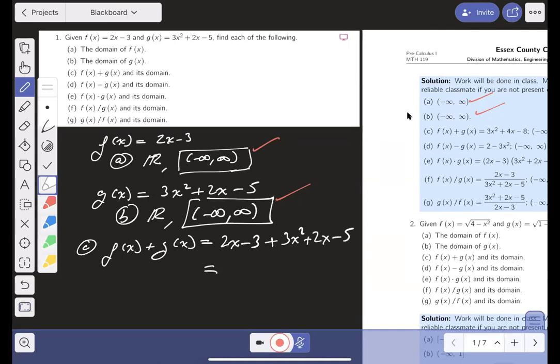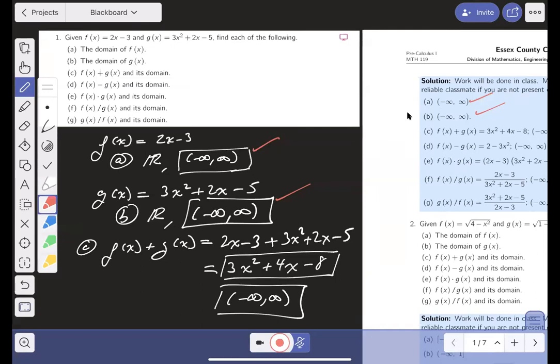Now, you're expected to add that together and put it in proper order. 3x squared. Let's see, 2x and 2x is 4x. And minus 3 minus 5 is minus 8. So I'm going to say that's what f plus g is. What's the domain? Well, it's going to be easy because it's just the intersection of those sets. And where do those sets intersect? Everywhere. So the domain of that is going to be all real numbers.